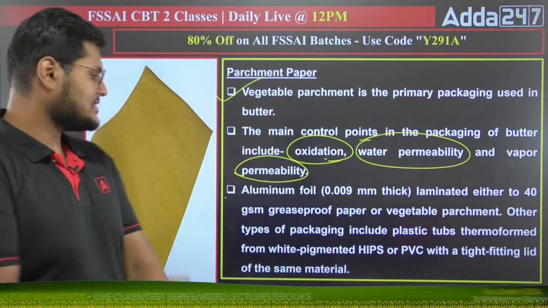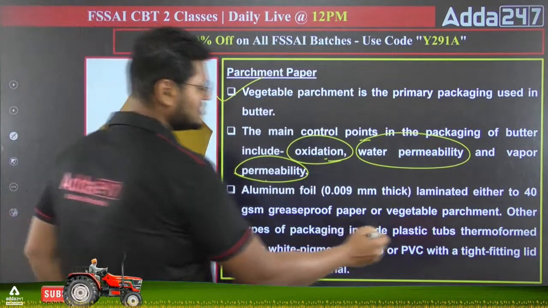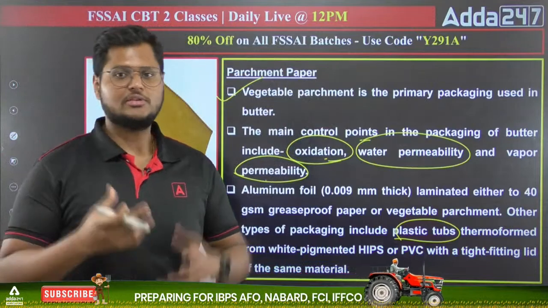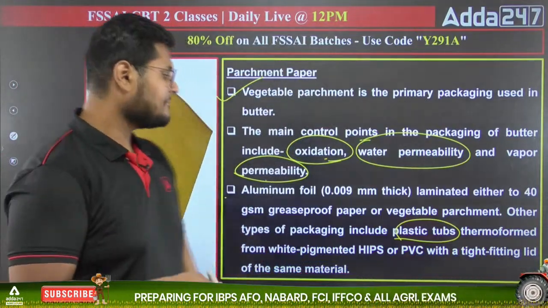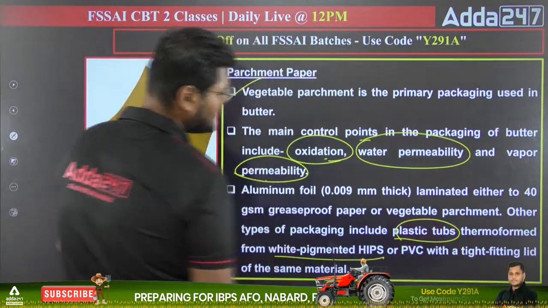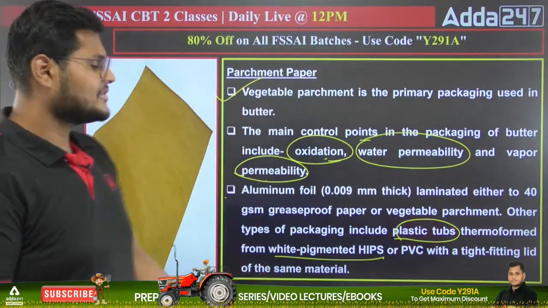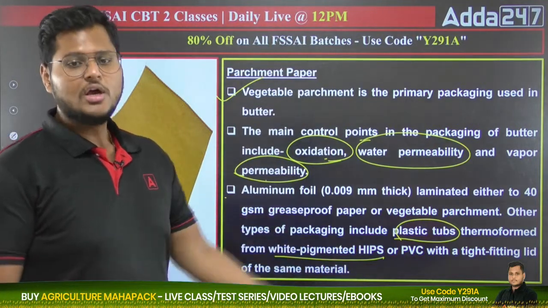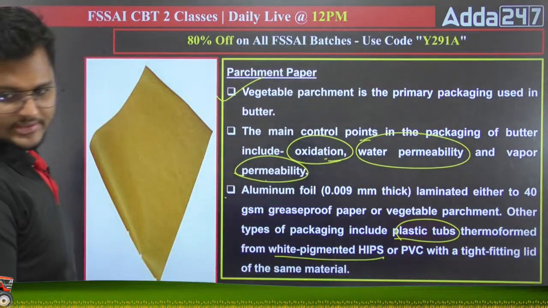Other types of packaging include plastic tubs, which are also generally used. If you purchase big sizes of butter, you will also get those in plastic tubs. Plastic tubs are thermoformed from white pigment HIPS or PVC with a tight fitting lid of the same material. So the name of the material has also been mentioned. You can also remember this.